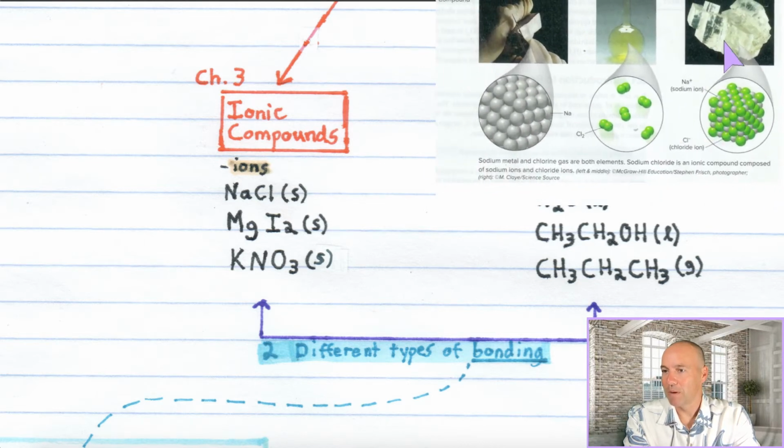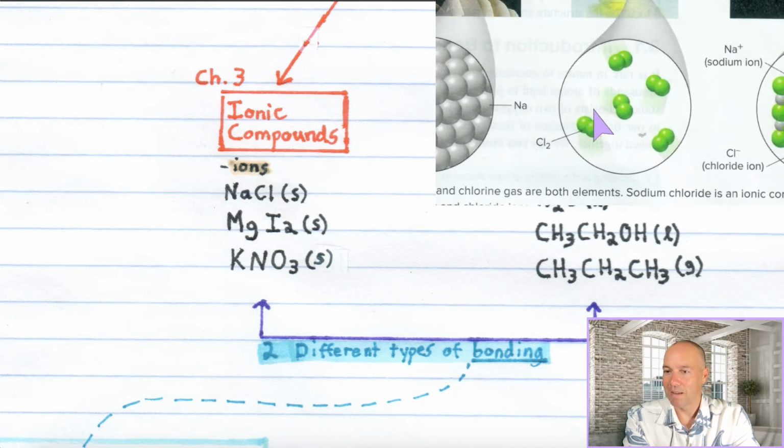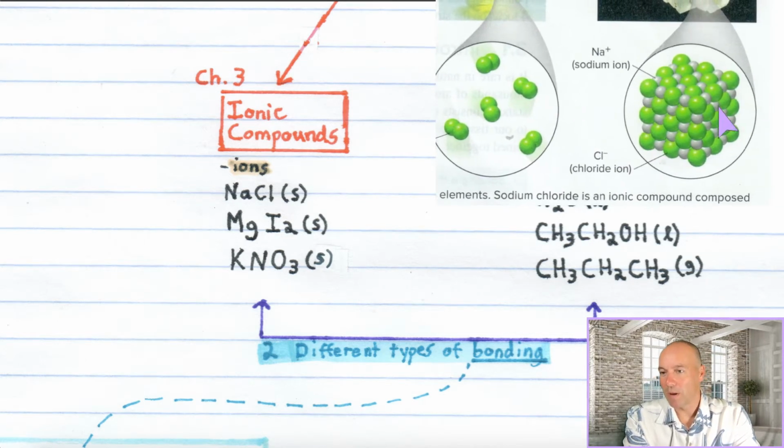Sodium chloride comes from the elements sodium and chlorine. Sodium is an atomic element and chlorine is a molecular element. But they combine in the proportions 1-to-1, so 1 sodium for every 1 chlorine, to form this nice compound, sodium chloride.